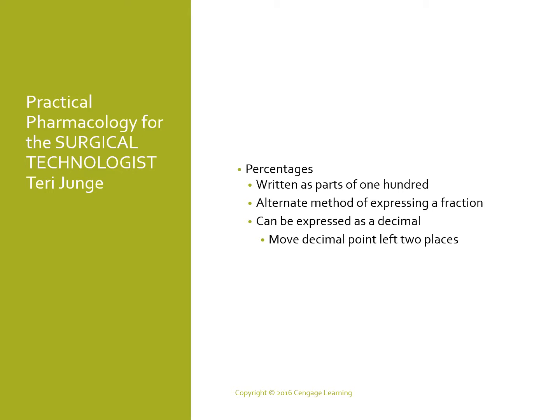All right, so percentages are written as parts of 100. Remember, if we dig back in our brains to math, we would set a number over 100 to depict that it was a part of 100. So 25 over 100 would be 25%, right? We can also express it as a decimal by moving the decimal point left 2 places.